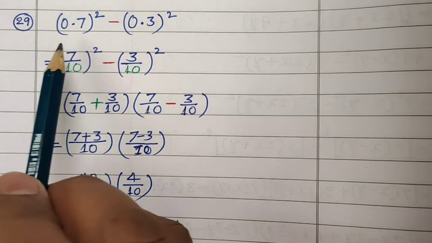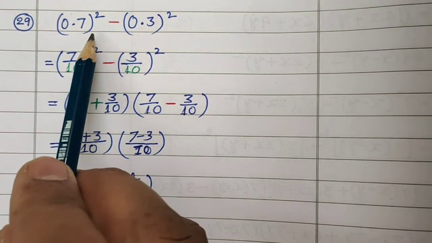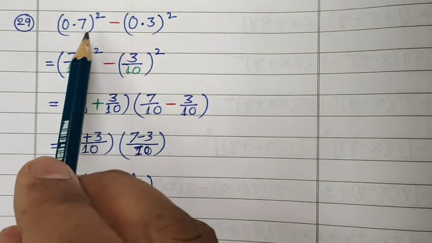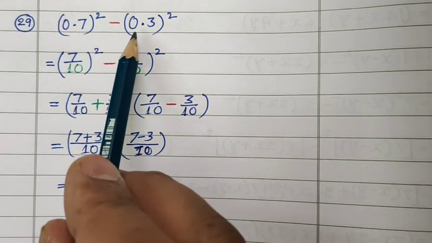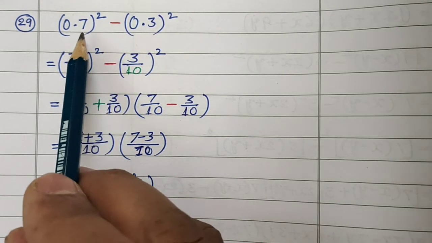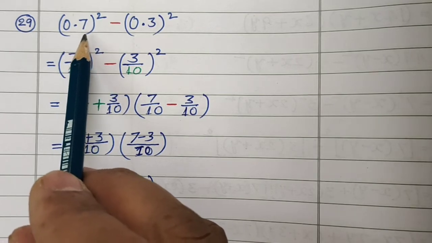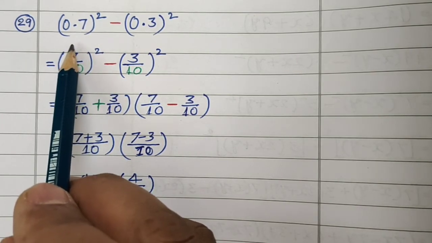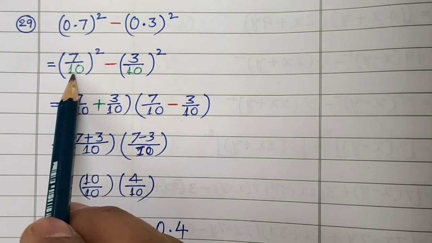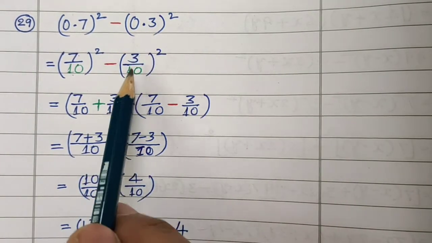Factorize (0.7)² − (0.3)². You can also use a² − b² is equal to (a + b)(a − b) directly by using the decimals. The other method is easier than using directly. 0.7 can be written as 7 by 10. 0.3 can be written as 3 by 10.